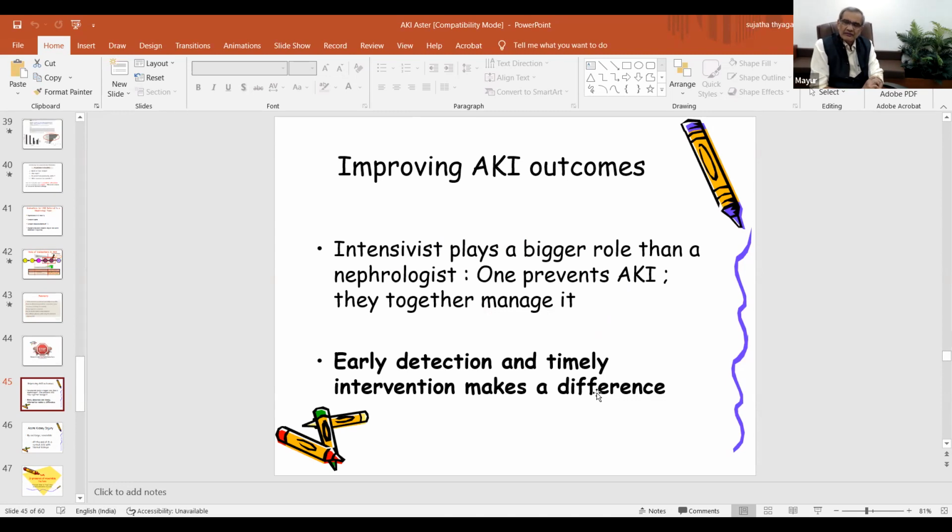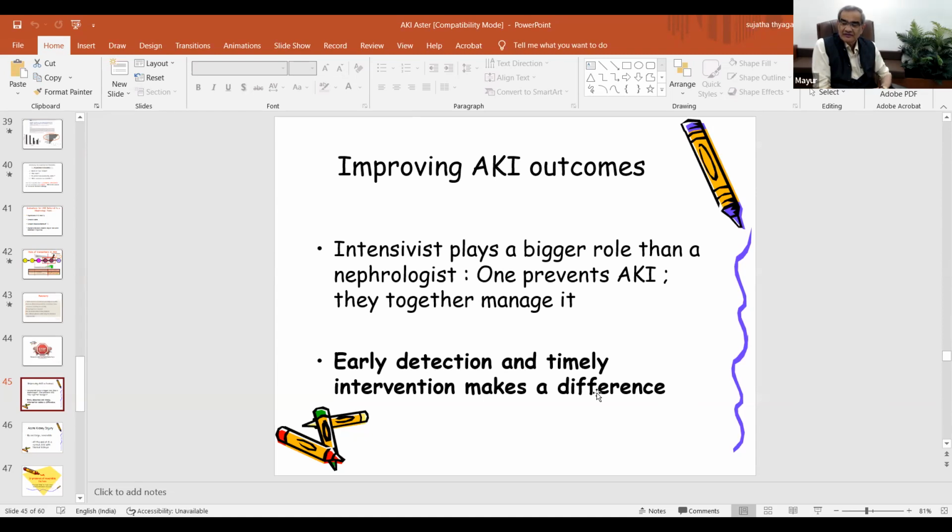So whenever we come across AKI, we always say, how am I going to improve the outcome? And as I said, it doesn't only mean treating the life-threatening complications of AKI, but also handling AKI very meticulously so that you don't end up with a residual loss of renal function and development of chronic kidney disease. So managing AKI is a teamwork.